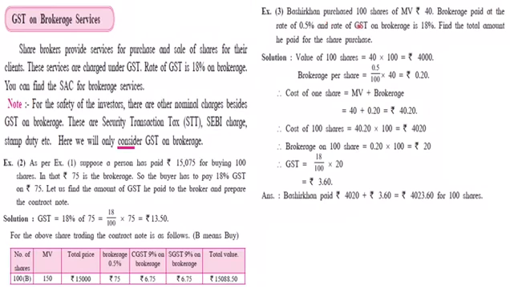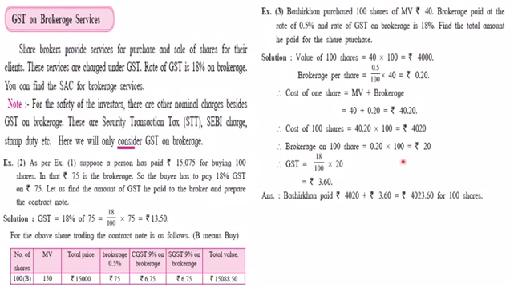Bashir Khan purchased 100 shares of market value rupees 40. Brokerage paid at the rate of 0.5% and the rate of GST on brokerage is 18%. Find the total amount he paid for the share purchase. So value of 100 shares; brokerage per share is 0.5% of 40. Cost of one share is market value plus brokerage added. You get cost of one share. Cost of 100 shares is cost of one share multiplied by 100.